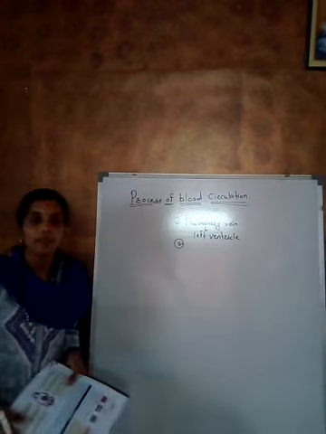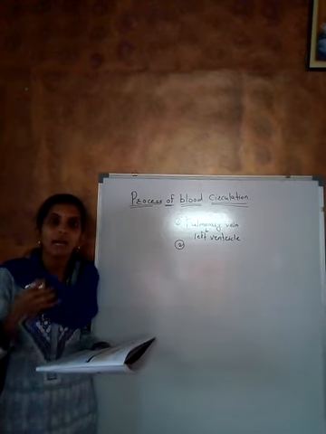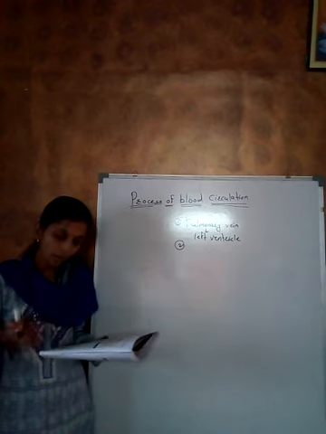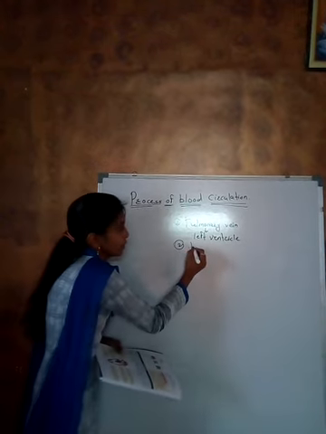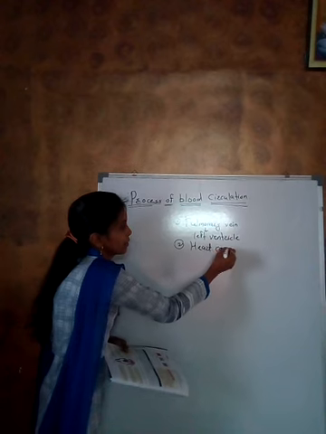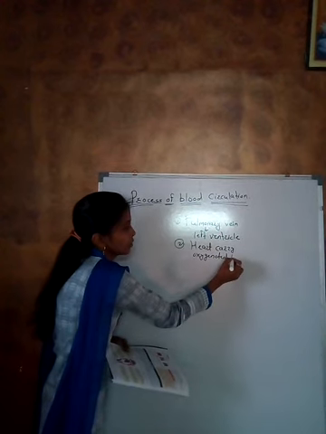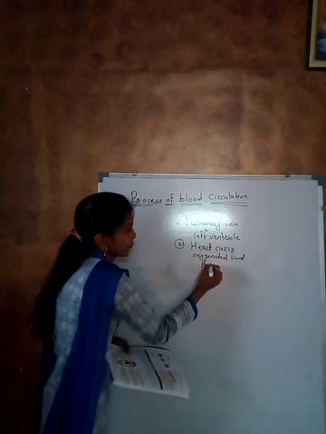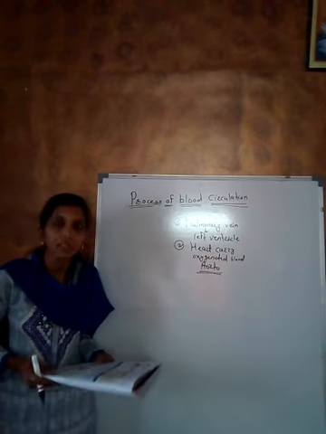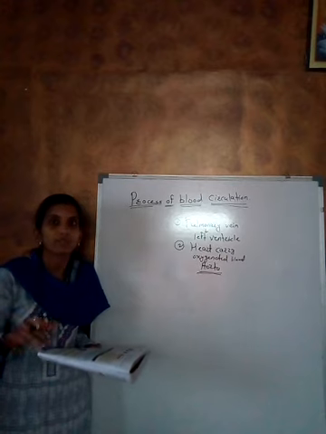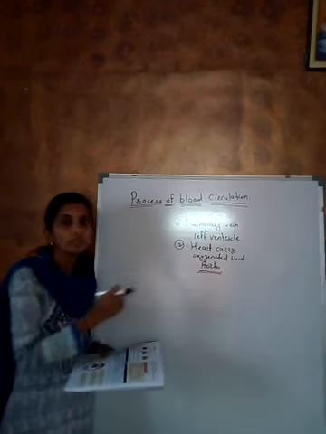Second step: the heart pumps the oxygen-rich blood to the aorta. The heart continuously pumps the blood, carrying the oxygenated blood to the aorta. The aorta is a primary artery that supplies the blood to all parts of our bodies. So the second step is that the heart carries the oxygenated blood to the aorta.